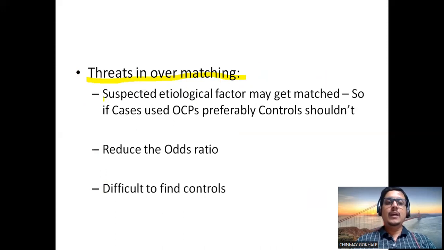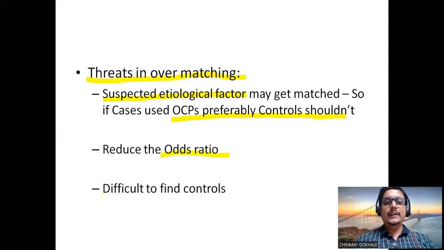So firstly, the suspected etiological factor may also get matched. If you are looking at a cancer, let us say breast cancer in women who use oral contraceptive pills, and if you take controls also who are using oral contraceptive pills, then your exposure is also getting matched. In this case, you may still get some kind of association between the OC pills and the cancer of the breast, but your odds ratio will get reduced. That is, you will underestimate the risk that the OC pills present of having breast cancer. Risk of having breast cancer amongst OC pill users may get underestimated because you have overmatched.